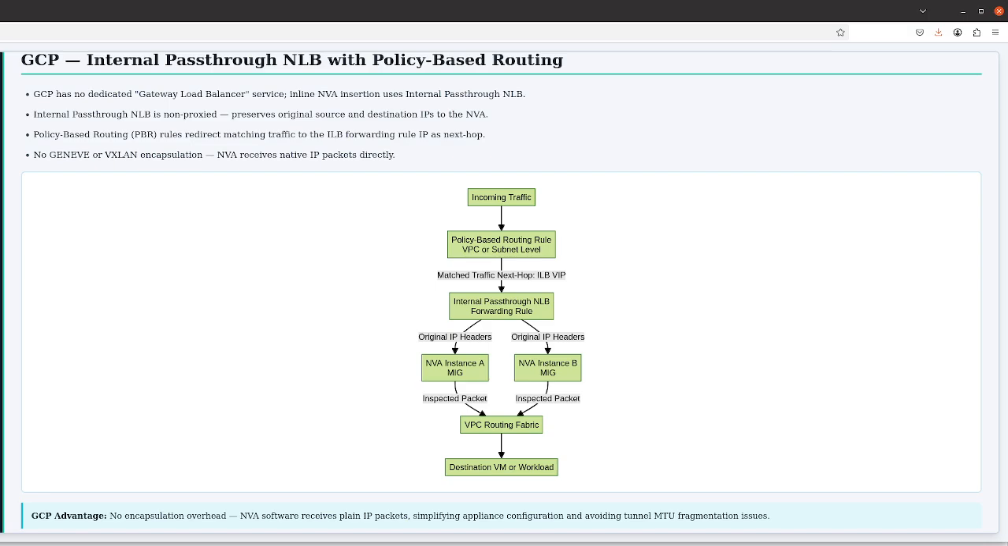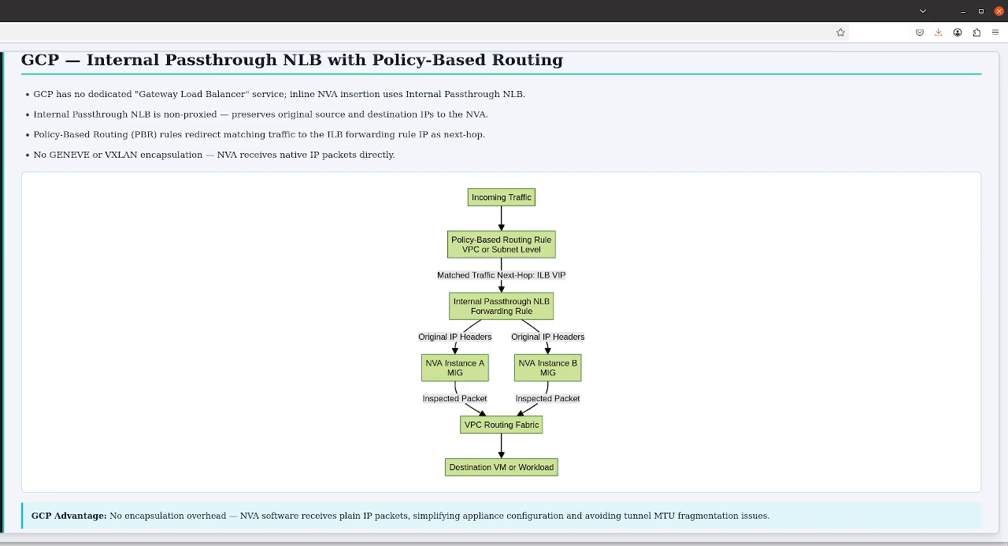The diagram shows the GCP NBA insertion model using policy-based routing. Traffic arrives in the application VPC and matches a policy-based routing rule, which is configured on the VPC network or subnet to intercept specific traffic and forward it to the internal load balancer's forwarding rule IP address as the next hop. The internal pass-through NLB distributes that traffic across the NBA instance group using a connection routing-based hash to maintain flow affinity for stateful appliances. The NBA inspects the packet and returns it. Return traffic from the NBA is injected back into the VPC routing fabric, where it continues to the original destination.